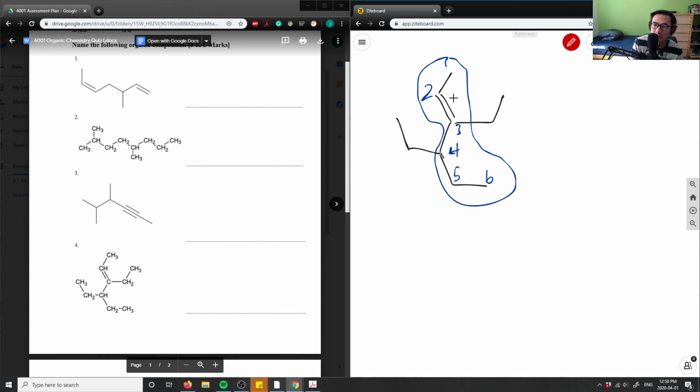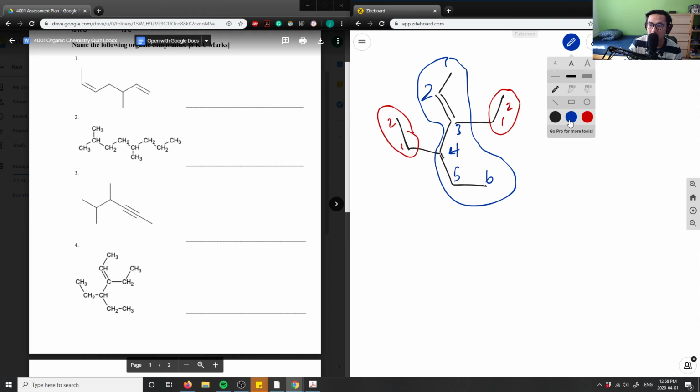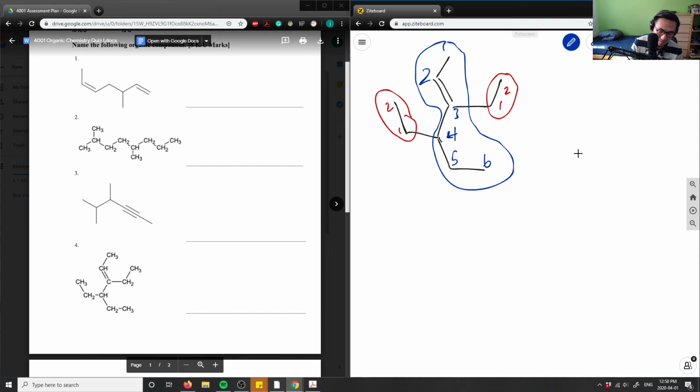And then my side groups, I have two side groups that have 2 carbons each. So that's my side group. So how would I name this compound? 1, 2, 3, 4, 5, 6 would be a hex. Hex is my prefix. I have a double bond at 2, so it's hex 2-ene. Hex 2-ene would be my main chain.